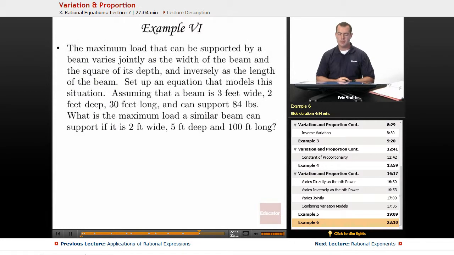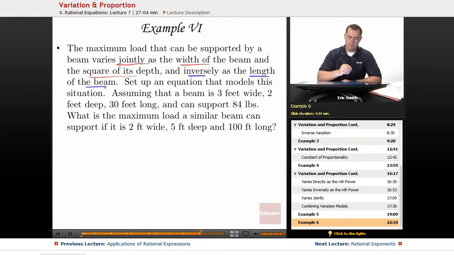For this last type of example, let's look at one that's a little bit more of a word problem. This one says that we have the maximum load of a beam, and how much it can support varies jointly with the width of the beam and the square of its depth, but it varies inversely as the length of the beam. So some of that initial information is really just giving us a formula for how everything is connected. So we'll definitely set up an equation that models that situation.